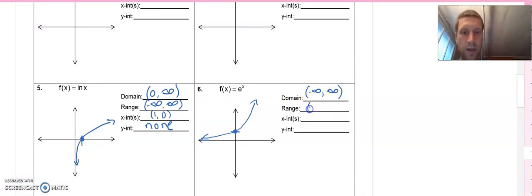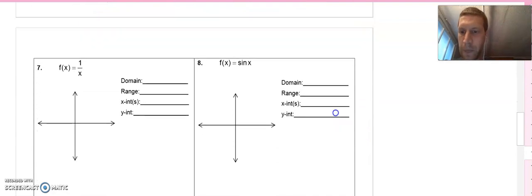The range, we just said it's never going to hit 0, but it looks like it will go as high as positive infinity. X-intercepts are none. Y-intercept is (0, 1). When you list your y-intercept, don't just write 1. 1's a number. (0, 1) is a specific point on a graph. Okay, so be better than just writing 1. That's a good motivation right there.